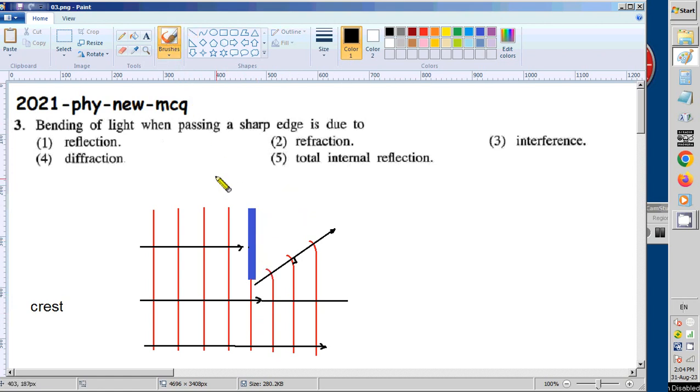So this phenomenon is called diffraction. This length is the wavelength lambda. After diffraction, the wavelength is also lambda, it doesn't change. The velocity is also the same before and after diffraction, and the frequency is also the same, because the same source is used, therefore the frequency doesn't change. So this phenomenon is called diffraction.